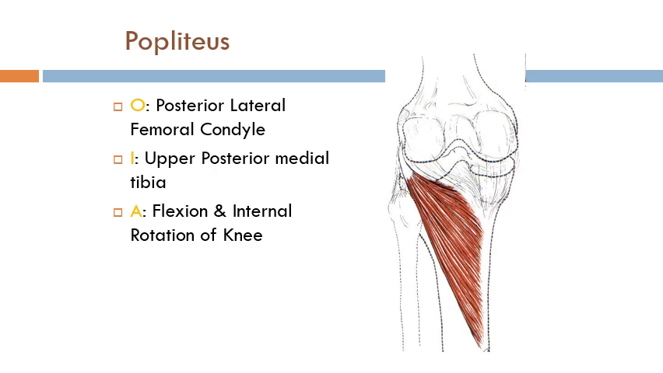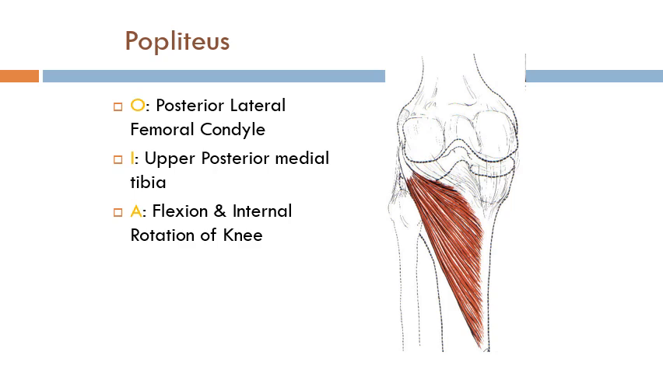Okay, another knee muscle, a very small muscle that sits in the back part of the knee, the posterior aspect, is the popliteus, okay? So the origin is the posterior lateral femoral condyle and it inserts on the upper posterior medial tibia, and it does both flexion and internal rotation at the knee.